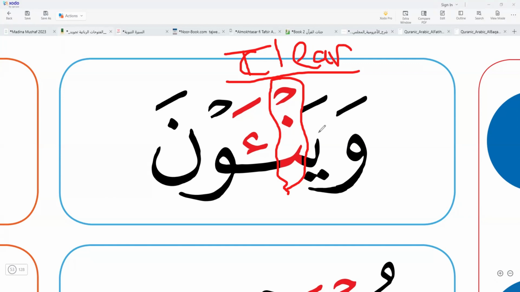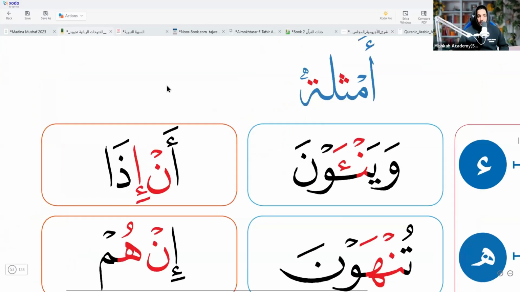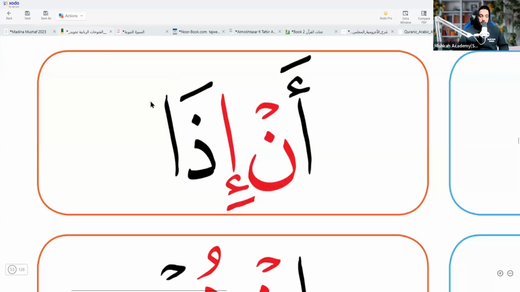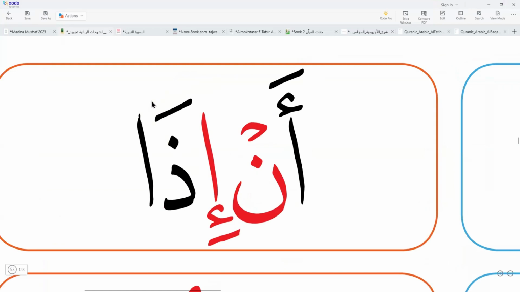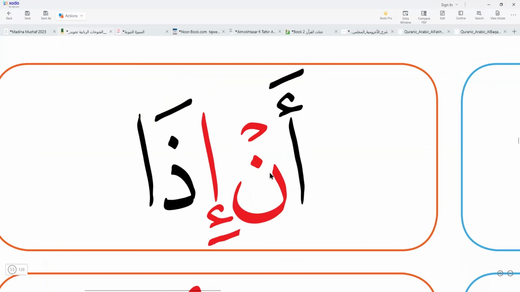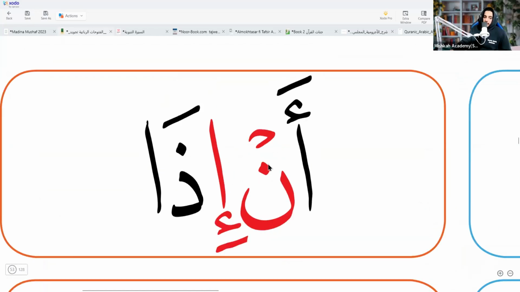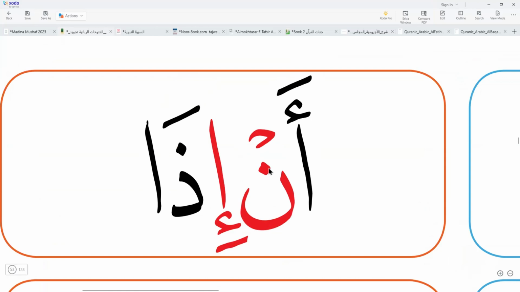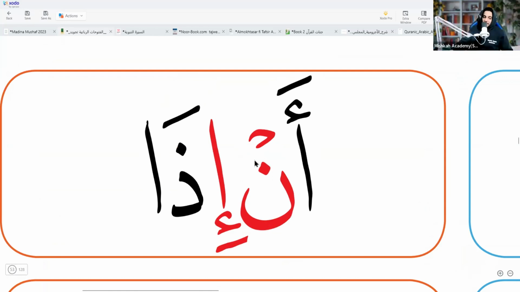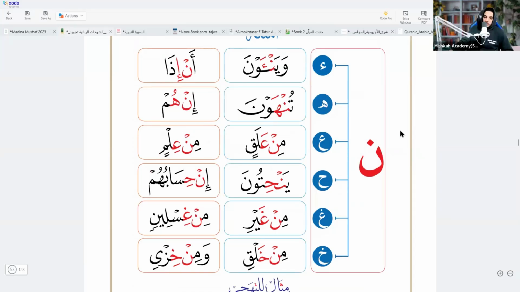Here, the noon sakina came before hamza. I will tell you now what letters make a noon sakina clear. Would you read that word, please? Good job. Have you noticed something? The noon sakina is coming before hamza too. There is a hamza after the noon. So we understand that hamza makes a noon sakina clear. Take a screenshot now.